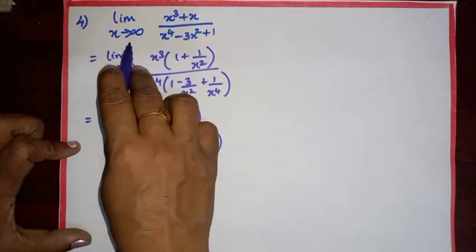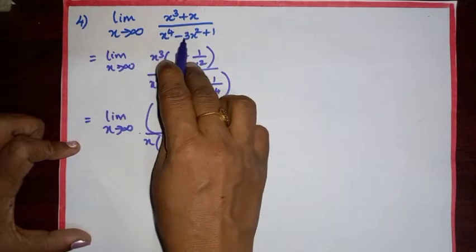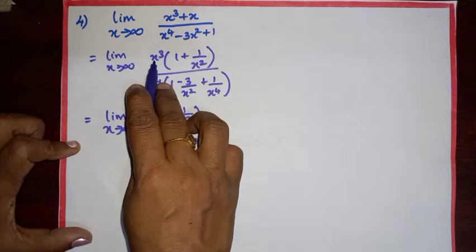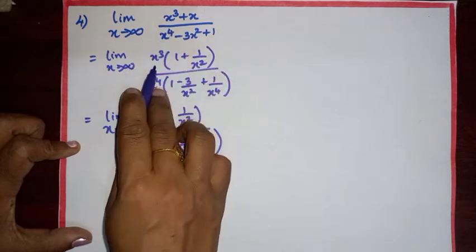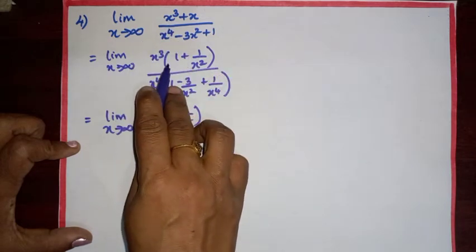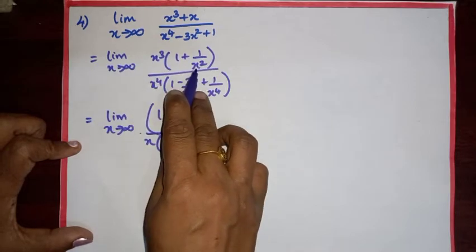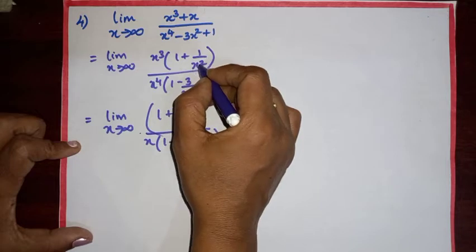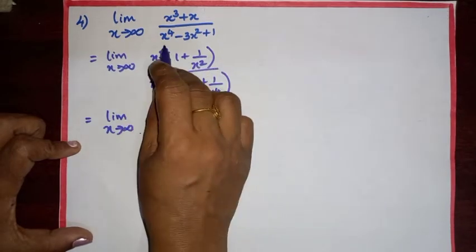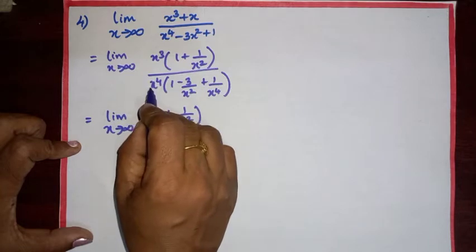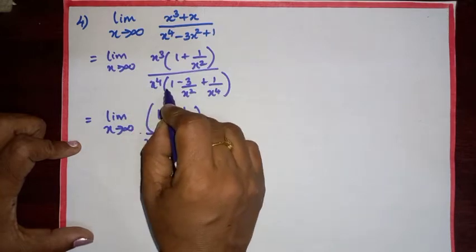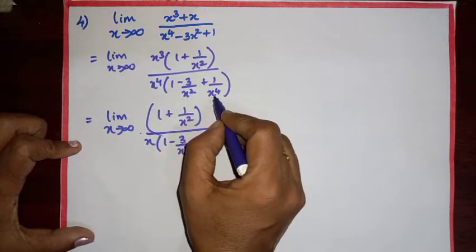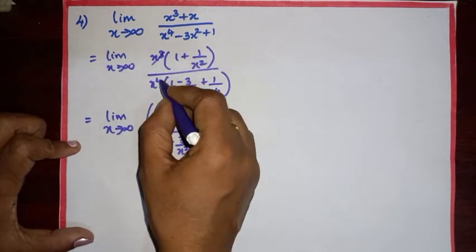Question number 4. Limit x tends to infinity, x cube plus x by x power 4 minus 3x square plus 1. In the numerator, take the highest degree. Highest degree is x cube. If I am taking x cube in the numerator, then we have inside the bracket 1 plus 1 by x square, because x by x cube is 1 by x square. In the denominator also take the highest degree, that is x power 4. After taking x power 4, we have inside the bracket 1 minus 3 by x square plus 1 by x power 4. Now I am going to cancel x cube and x power 4.